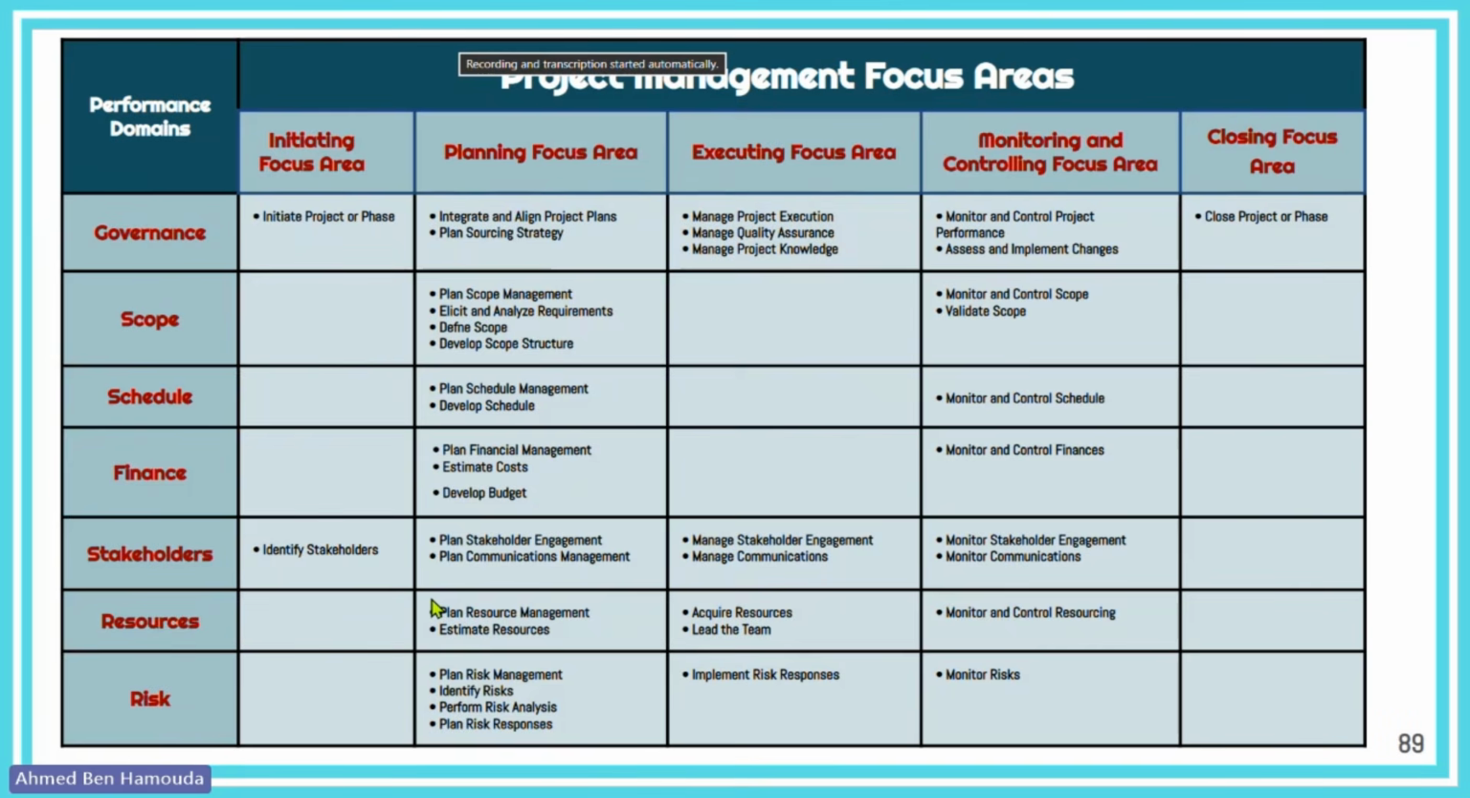The same in hybrid almost. Only in rare projects, pure waterfall projects, are resources acquired in the executing phase so they can start doing the work. I personally need to tell you this. If you're going to acquire your resources during the executing focus area, make sure that you have enough time for developing the team, setting up the team, getting the team ramped up for the work.